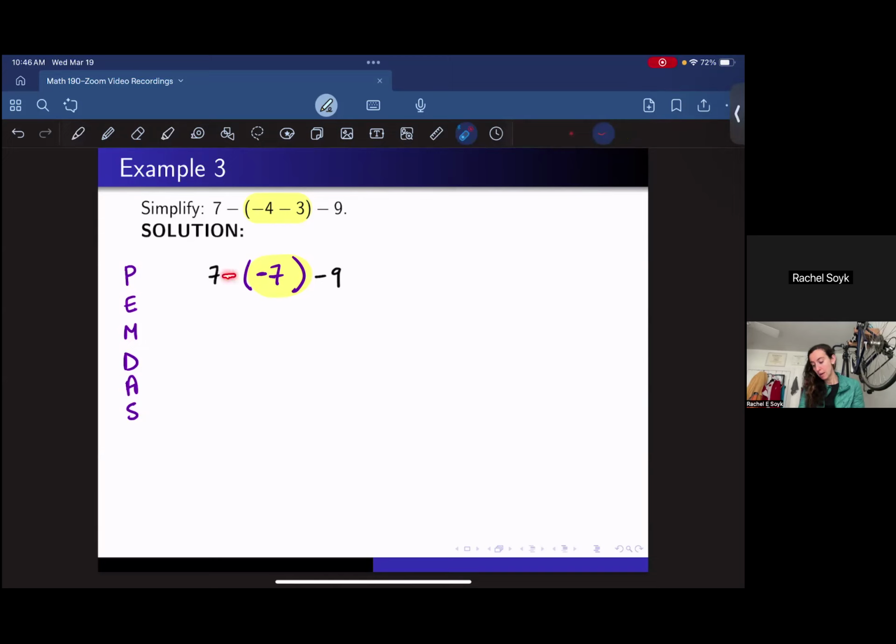So this minus is really a -1 that we're distributing to that -7. So we're really looking at a +7 here. And so we have 7 plus 7 minus 9. 7 plus 7 is 14, and 14 minus 9 gives us 5. And we're done. That is our result.